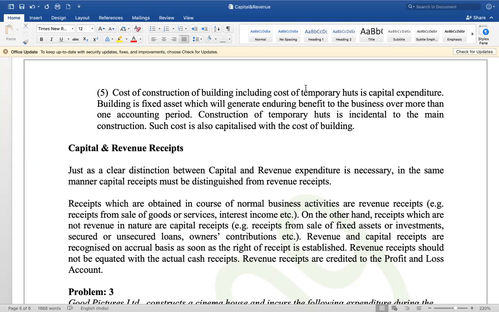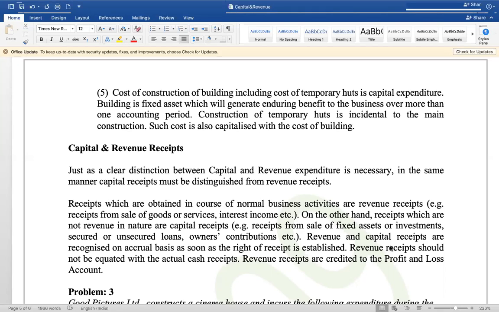Capital and revenue receipts. Just as you have revenue expenses and capital expenditure, you also have capital receipts and revenue receipts. And the distinction of these two is also important. Receipts which are obtained in the normal course of business activities within a short period are revenue receipts.